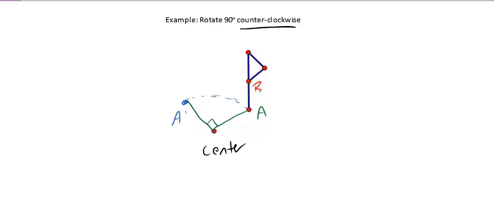So maybe this is B. I'm going to basically, again, draw a line, try to create a 90-degree angle, and preserve the exact same distance, and so B prime would be somewhere around here. And I would continue this.